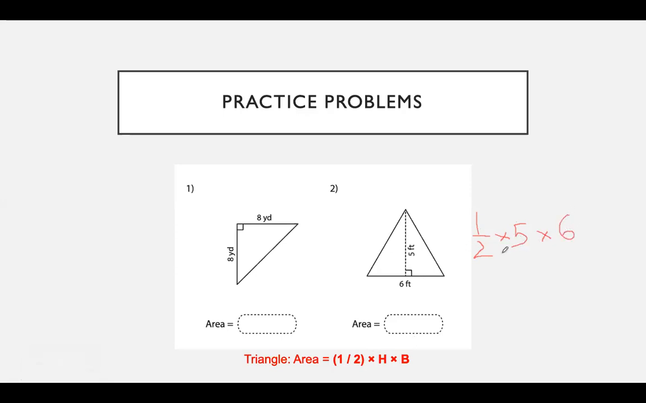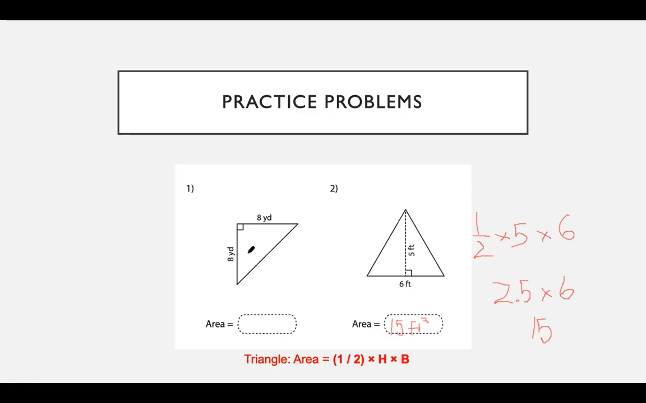And then if you go across and solve that, 1/2 times 5 gives us a value of 2.5. And if you're not familiar with decimals, don't worry, we'll be doing that in another lesson. So 2.5 times 6 gives us a value of 15. So this would be 15 feet squared.